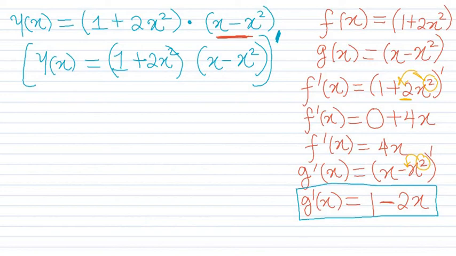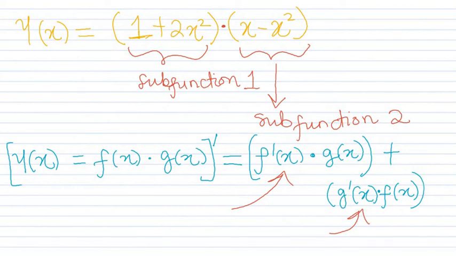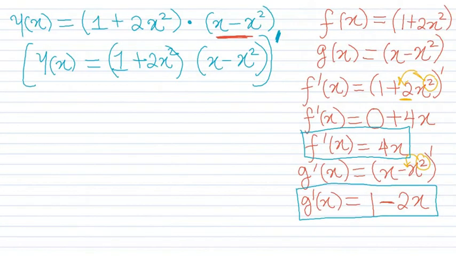And f prime of x is just 4x. So now we have both. Now we can go back to the previous page. What did the previous page say? To do the differentiation rule, we do f prime of x multiplied by g of x, plus g prime of x multiplied by f of x. So now that we know that, let me put that here. I'm going to use a different color. Same thing as saying f prime of x multiplied by g of x.